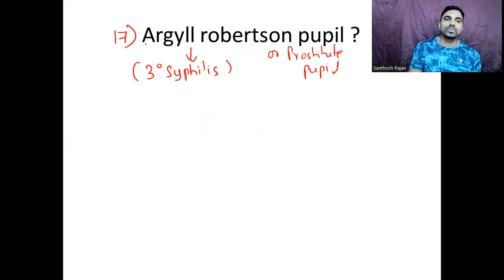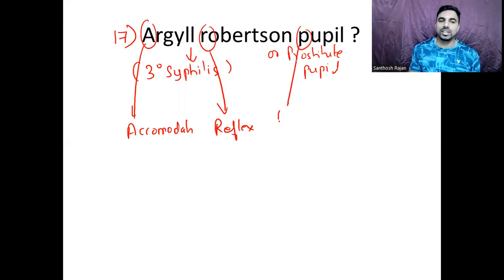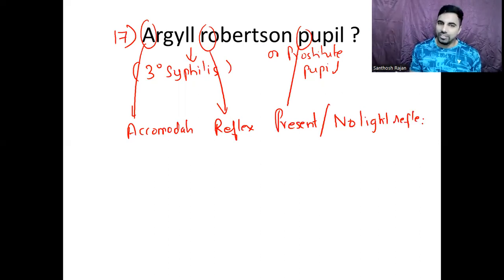A for accommodation, R for reflex, P for present. Accommodation reflex is present, but no light reflex. Got it? Very simple.